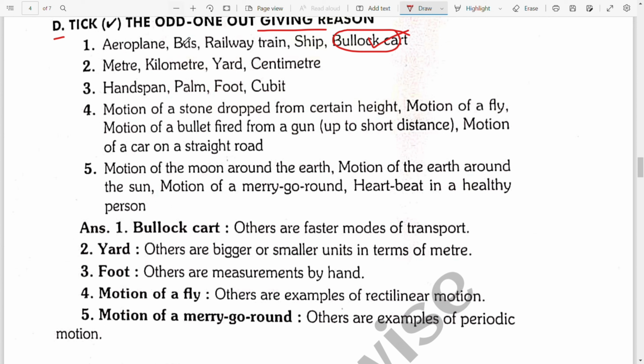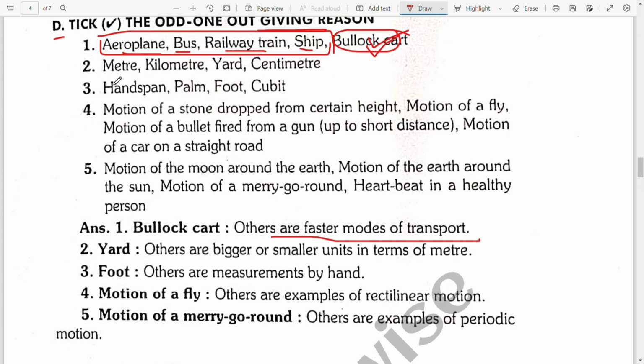So, the reason is other are fast modes of transport. Aeroplane is also the fastest mode of transport. Bus is a fast mode of transport. Railway train and ship are also fast modes of transport. Also, they are mechanical and use advanced technology, but bullock cart is not the fastest mode of transport. That is why it is odd.